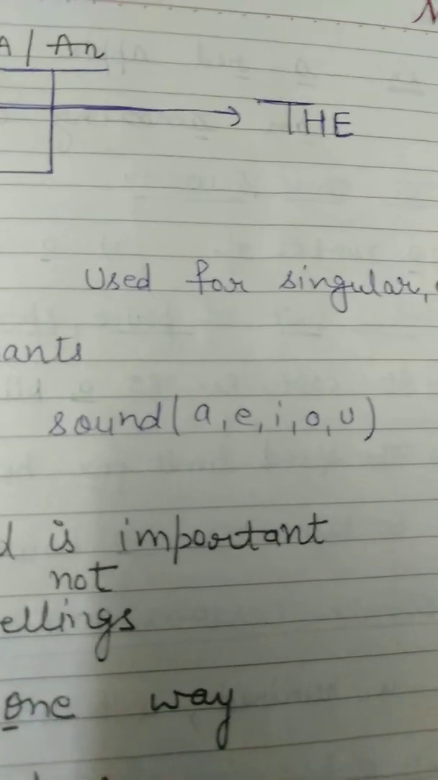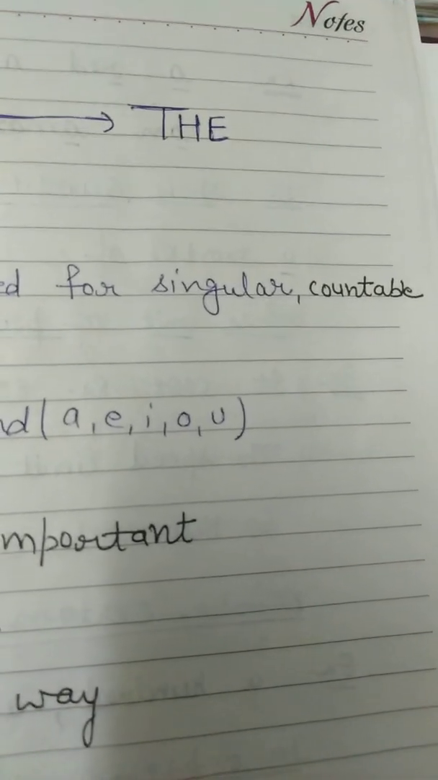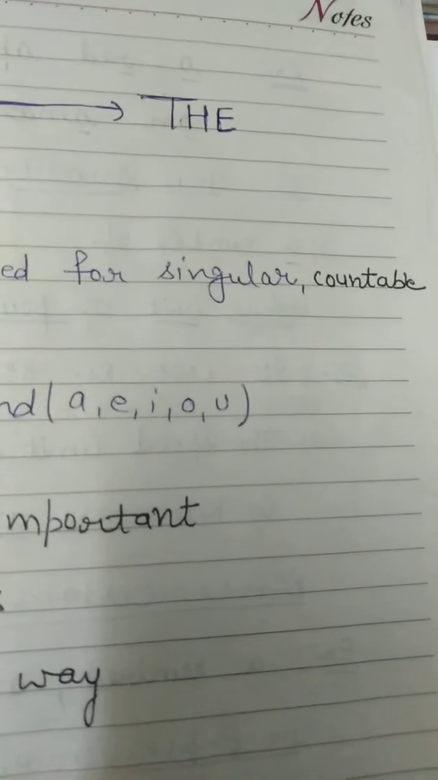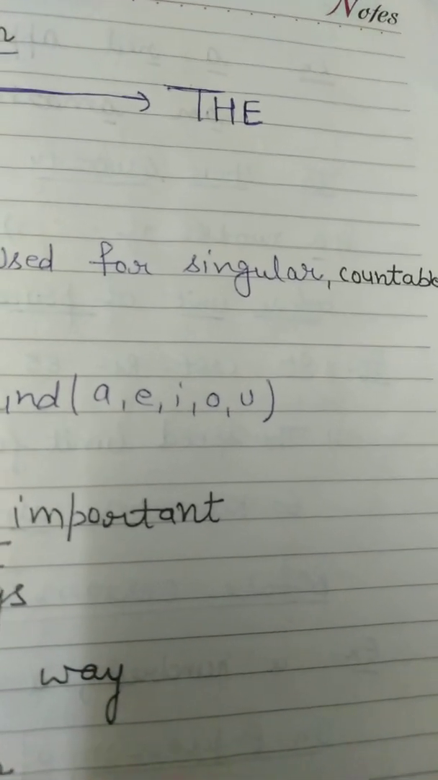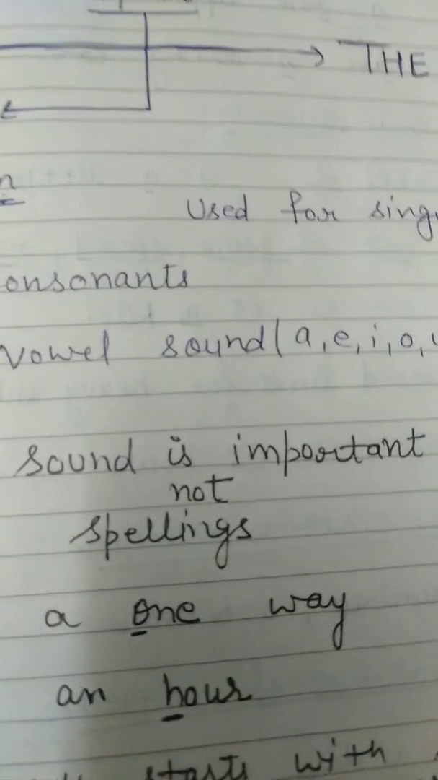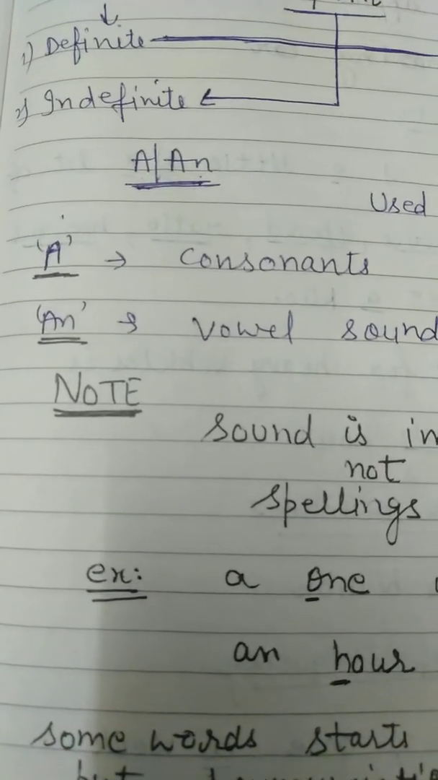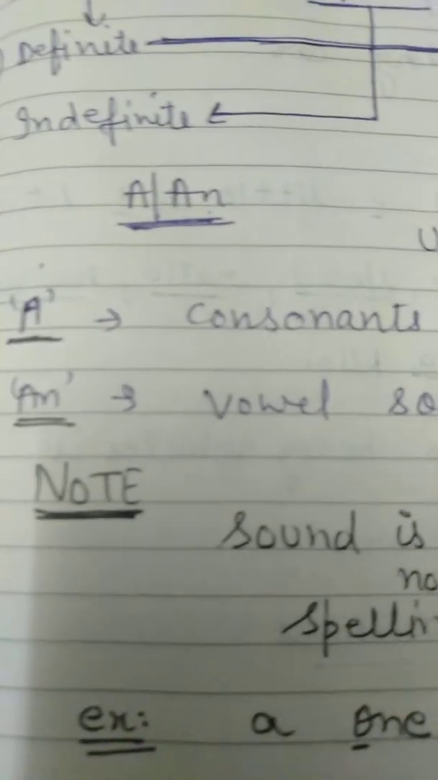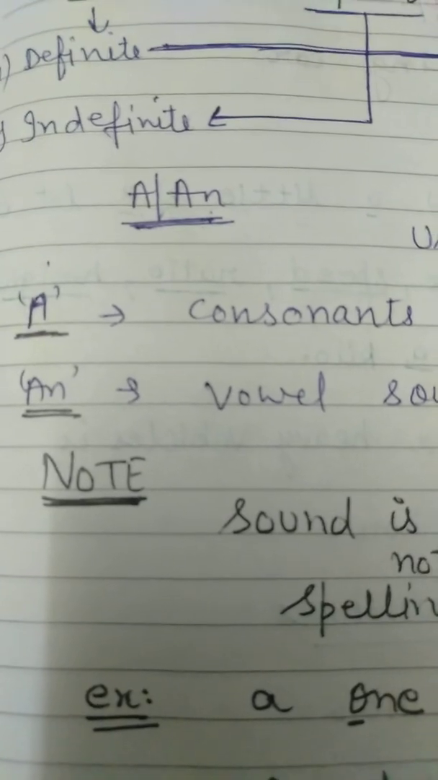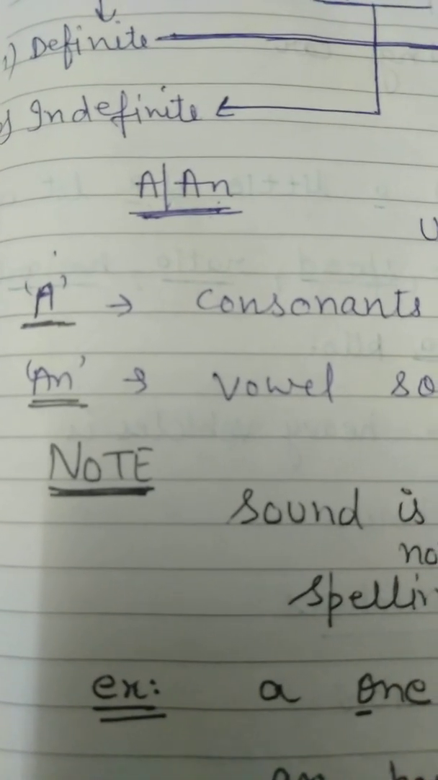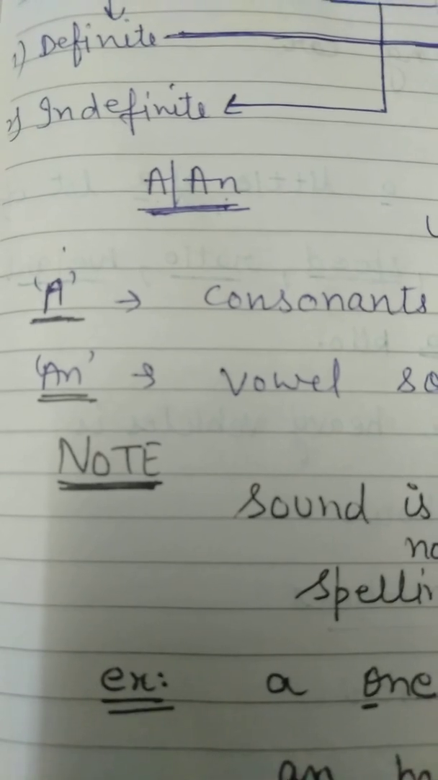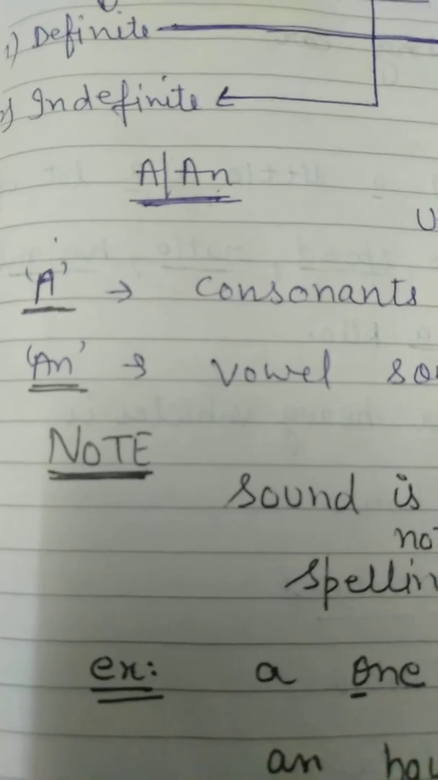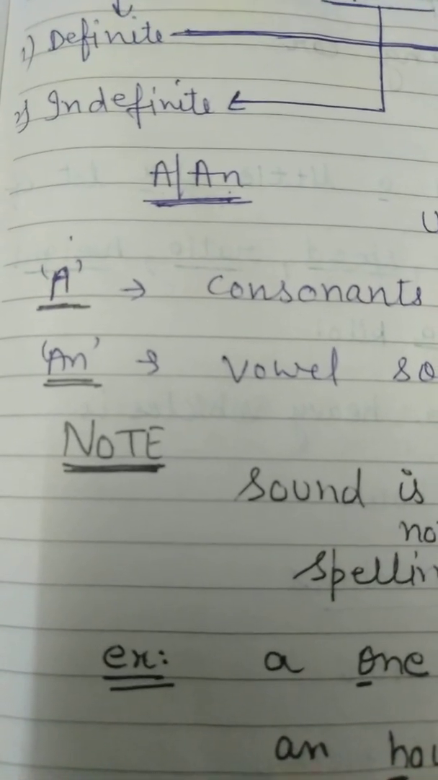A and an both are used for the singular, countable. Singular and countable. Countable means the thing or the person that can be counted. Counted 1, 2, 3. So here is the question, where we use a or where we use an. A is used with the consonants. Consonant. What are the consonants? Sometimes we forget what are the consonants. So let me remind you. In the nursery class, we all have done A to Z alphabets. How many letters are there in those?